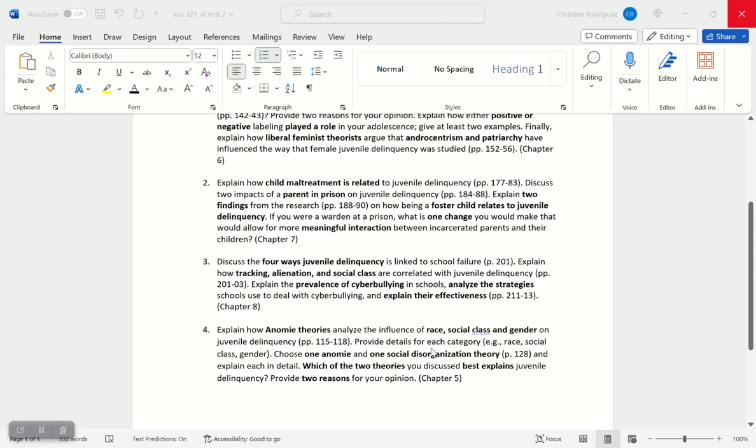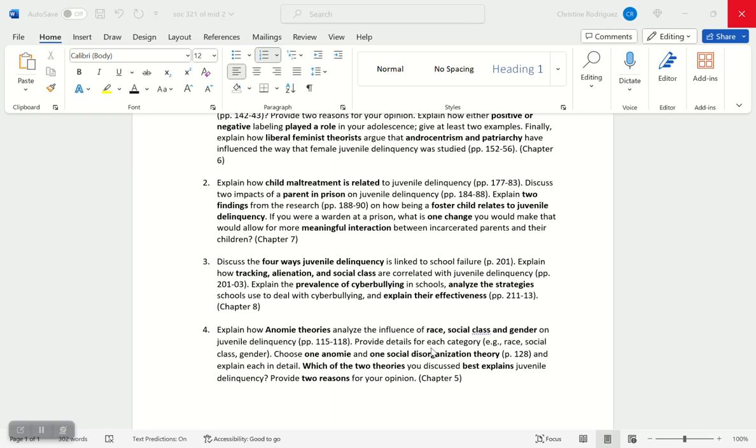Question number 2: Explain how child maltreatment is related to juvenile delinquency. There is a lot of information in the textbook, based on studies, about how being mistreated as a child can be related to whether or not we will engage in juvenile delinquency. So make sure that you spend some time reviewing that section so that you can summarize it fairly well.